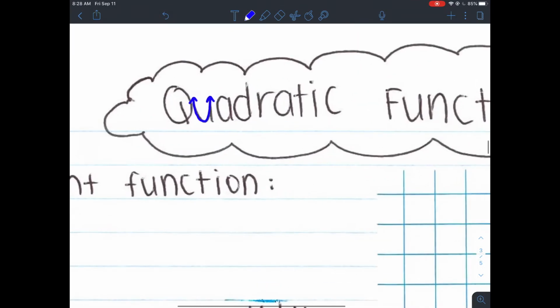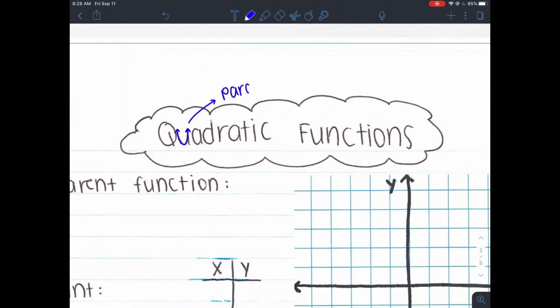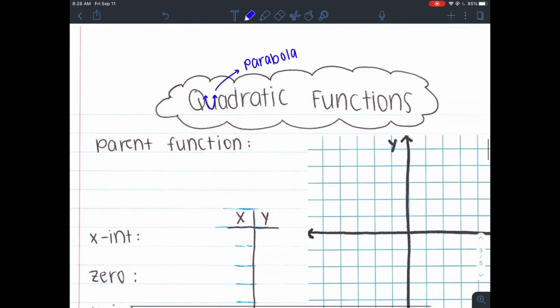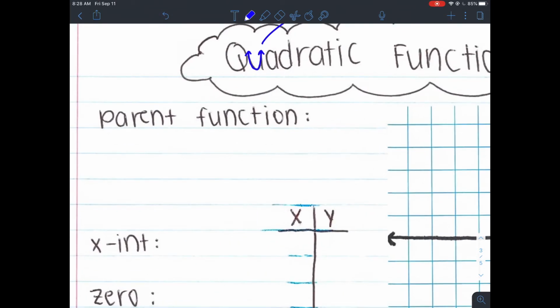And this U shape actually has a name. The name of this shape is called a parabola. I know that's kind of a weird word. It's not really another word you have to memorize, but it is the name of the shape. So instead of calling it U-shaped, you'd say it's shaped like a parabola. Okay, so the parent function for a quadratic is y equals x squared.